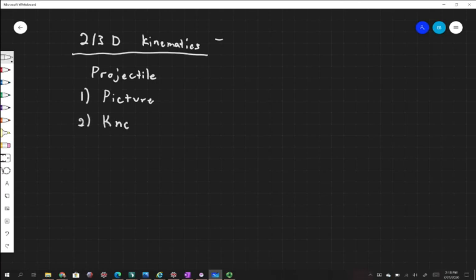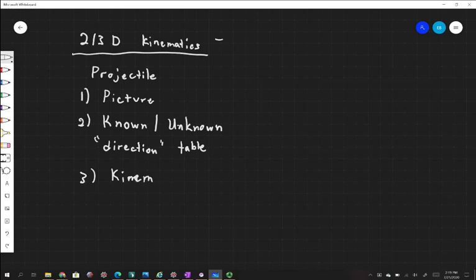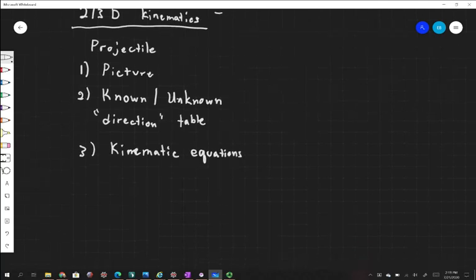Step 2 is going to be write down the known and unknown values, but you don't want to just randomly write these down. I'm going to say write these down in a direction table, and we'll show you what this all means. And lastly, you want to look at your kinematic equations and figure out which one or ones you need to actually use to solve the problem. You might need to solve an intermediate variable in order to solve what you're looking for. But these 3 steps will work for every single kind of projectile problem. So let's go through an example and show you how this actually operates.